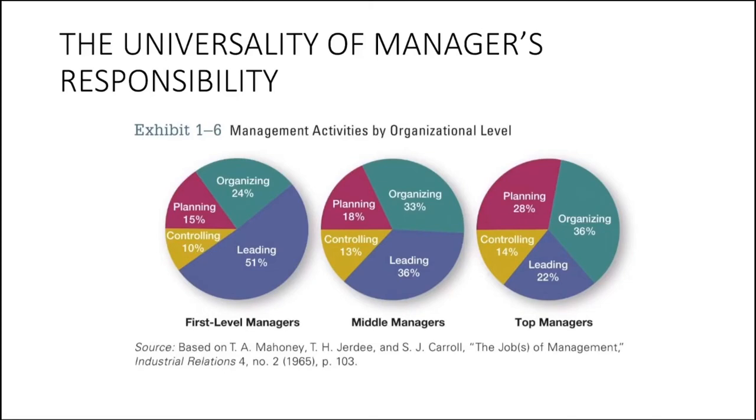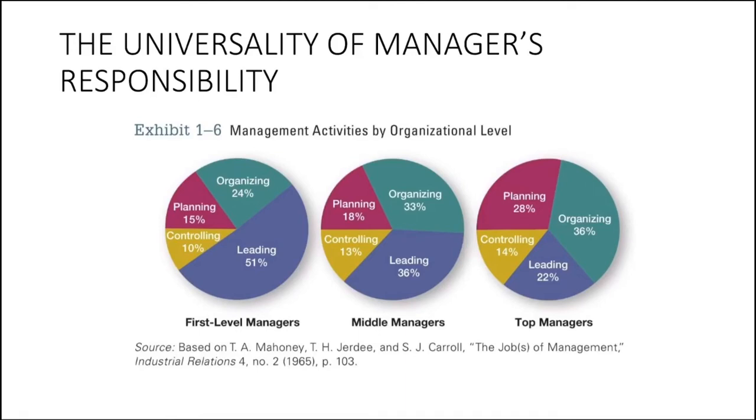Okay, so the universality of managers responsibility. Kalau tengok kat sini, this part kita nak discuss pasal level of managers dengan dia punya concentration of management functions. Kalau first level managers, dia banyaknya 51% tu dekat leading. Okay, dia lead dia punya anak buah, instead rather than planning, controlling, organising.